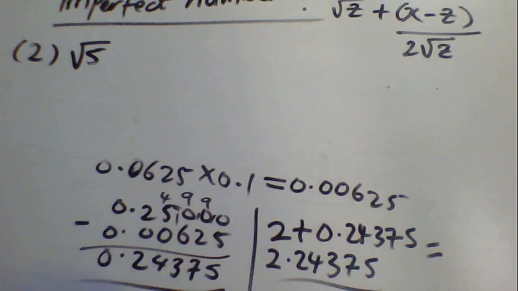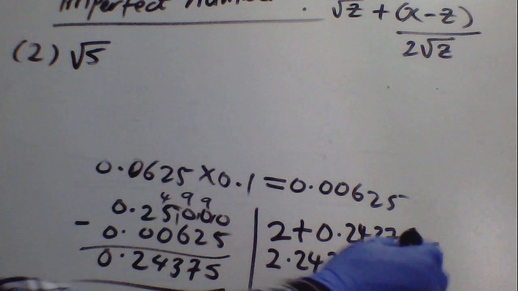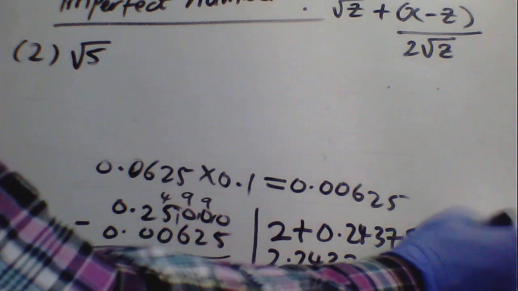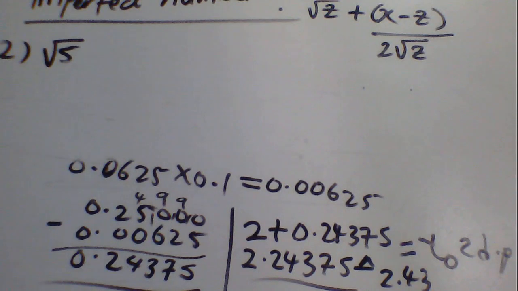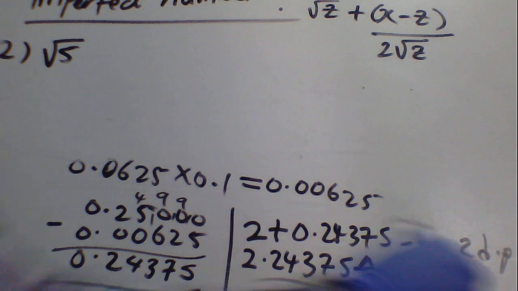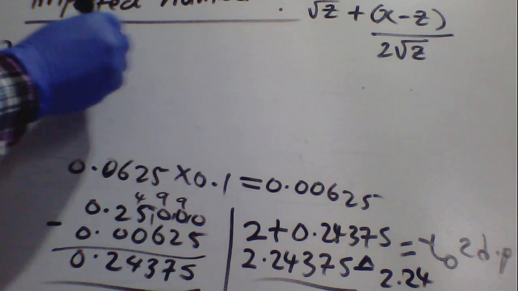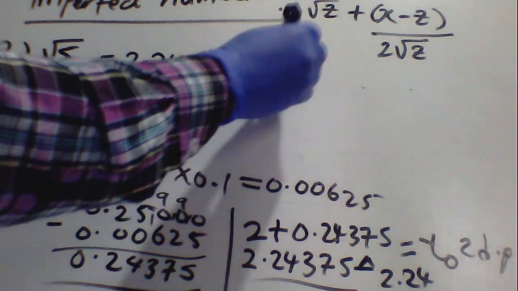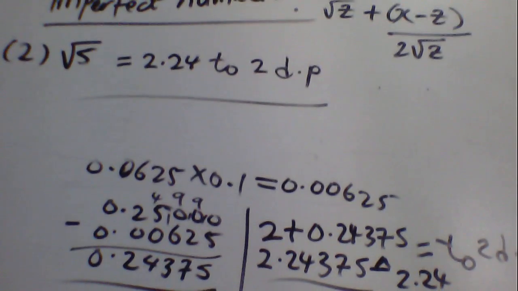In that case, the square root of 5, you can approximate this. It is approximately equal to 2.24 to 2 decimal places. So once you approximate it, that gives us 2.24. So the square root of 5 is equal to 2.24 to 2 decimal places. That is what you are required to solve. You can use your calculator to confirm it.